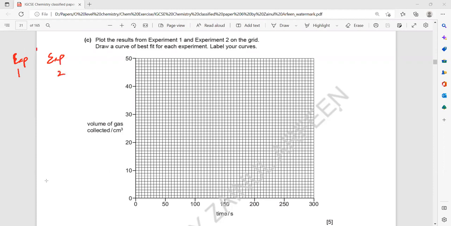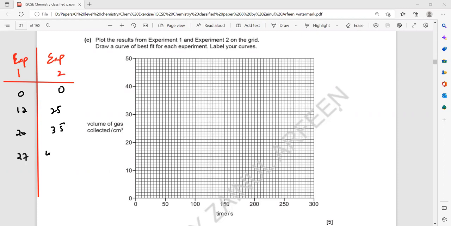Normally for chemistry graphs, the grid is already marked. Most of the time, the axis is already labeled, so you don't have to label the axis. First it is 0 when time is 0. Then it is 12 and 25. It was 20 and 35. And it was 27 and 40. And then 32 and 40. And then 36 and 40. And the time: 0, 50, 100, 150, 200, 250. That was the time interval.